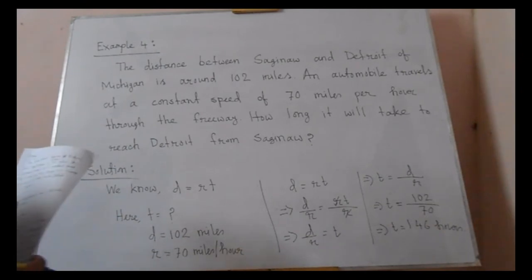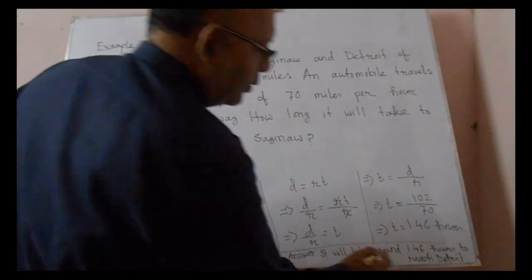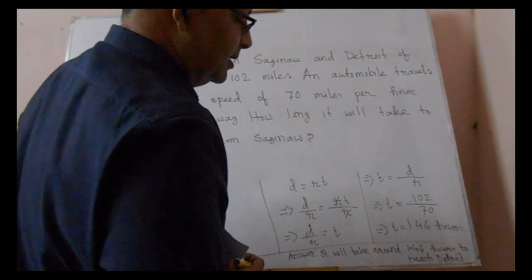So now we can write the answer. The answer is it will take around 1.46 hours to reach Detroit.